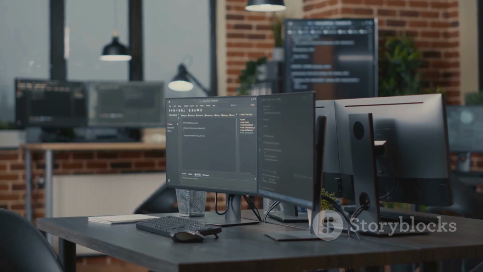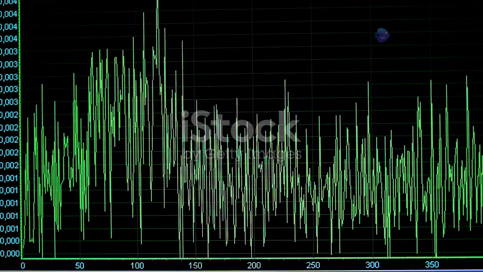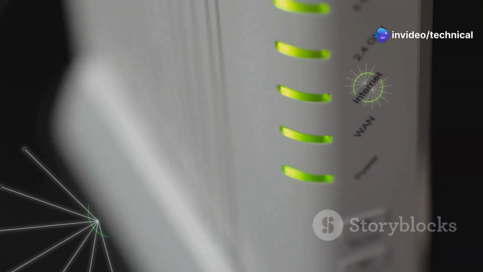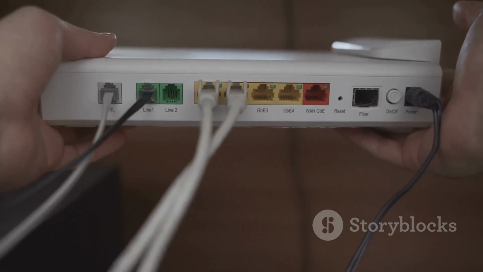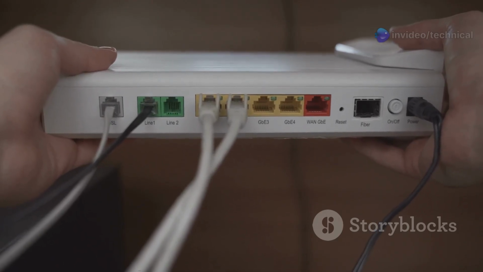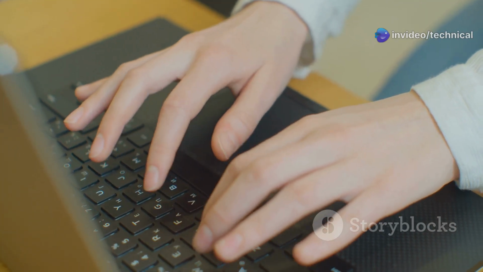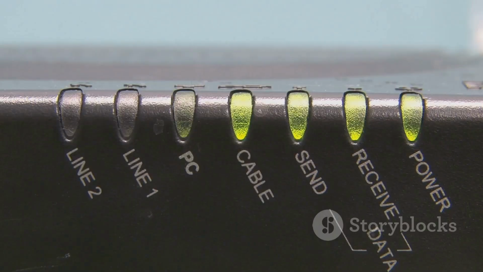Our data packets, safely guided by the router, now face another challenge: the language barrier. You see, computers and the internet speak different languages. Your computer communicates using digital signals, while the internet infrastructure primarily uses analog signals. This is where the modem steps in, acting as a translator between the two. The modem, short for modulator-demodulator, converts the digital data packets from your router into analog signals that can be transmitted over telephone lines, cable lines, or fiber optic cables. Think of it like translating English into Spanish before sending a letter to a Spanish-speaking friend. The modem on the receiving end then converts the analog signals back into digital data, ensuring that the information is understood by the recipient.